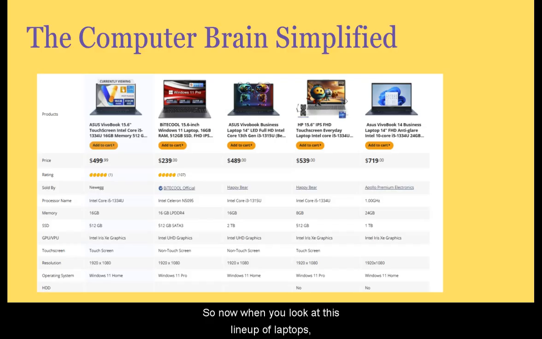So now, when you look at this lineup of laptops, instead of saying, wow, this is too much information, you can simplify it. Which one thinks faster? Look at the CPU. Which one can handle more tasks at once? Look at the RAM. And then which one can store more information? Look at the SSD. Just like that, the technical specs become easy to understand.